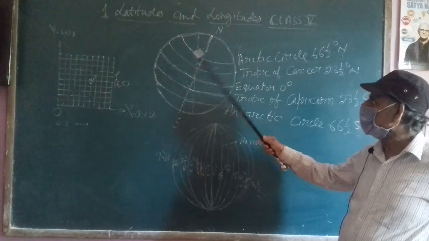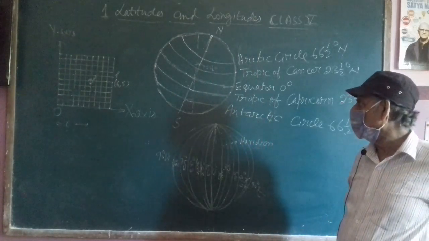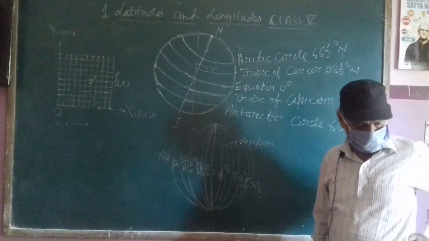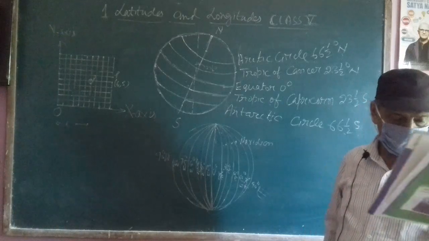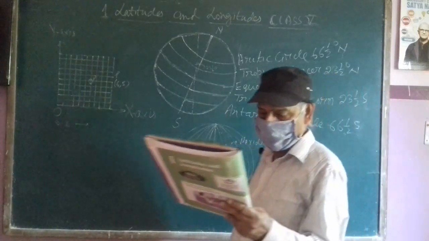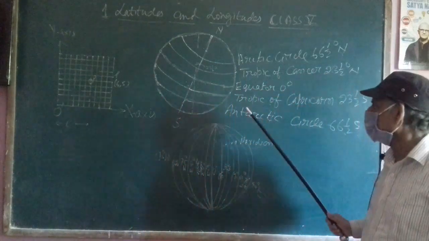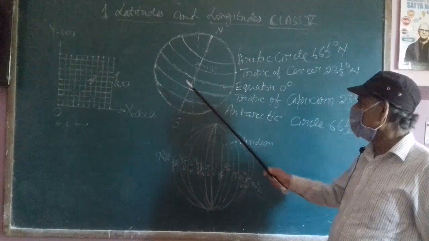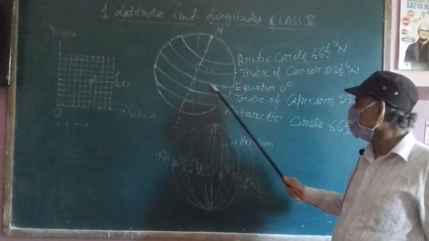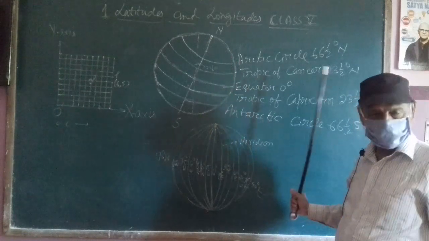There are 180 latitudes and 360 longitudes. That is all about latitude and longitude. Now I will read out some features of latitudes, but before that I will tell you there are some important latitudes. One I have told earlier, this is the equator. All latitudes are drawn parallel to the equator.